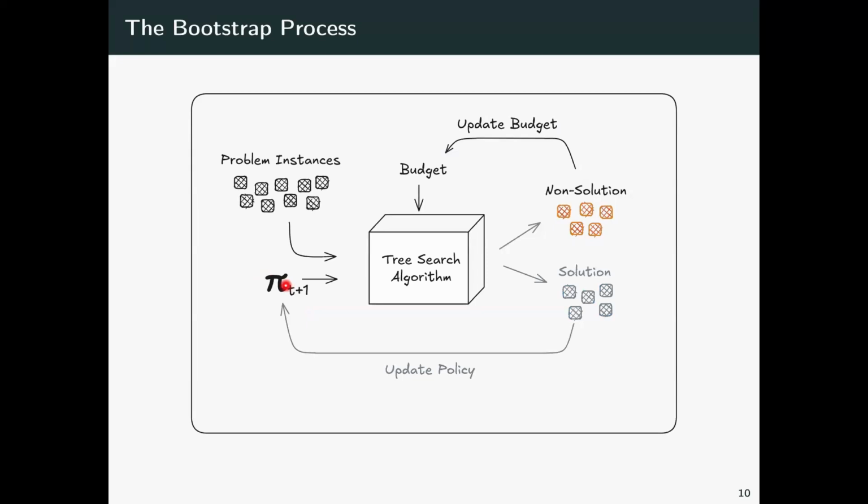But maybe we have very hard problems, or maybe the budget that we initially selected was too low. So if we sweep over our problems, and we either don't make any progress, or maybe we didn't make enough progress, say we want to solve X% of our data set every iteration, then we're not able to update our policy because there were no solutions, and we update our budget. And we can just try again, giving it a bit more budget until it can solve these problems. So that's the bootstrap process.